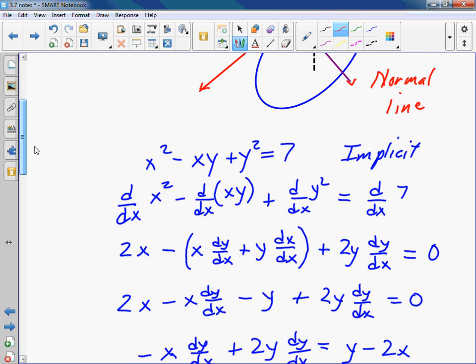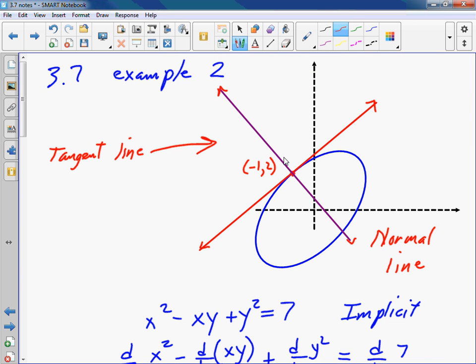Is the slope of negative 5/4 reasonable here? Yes, probably for this drawing. It's not to scale. And is a y-intercept of 3/4 reasonable here? Very much so. So I think our two lines are good. Good to go. We have the line that is tangent to the ellipse x squared minus xy plus y squared equals 7 at the point negative 1, 2.